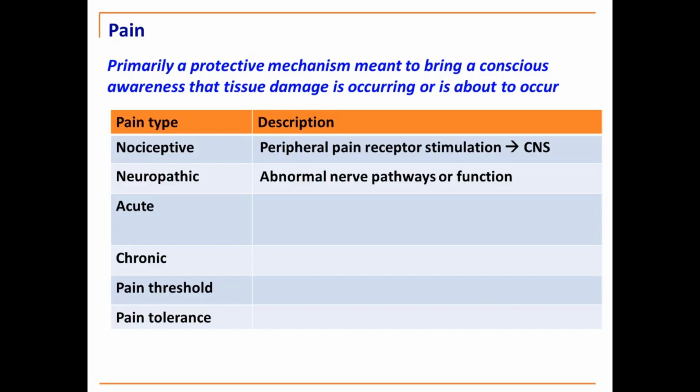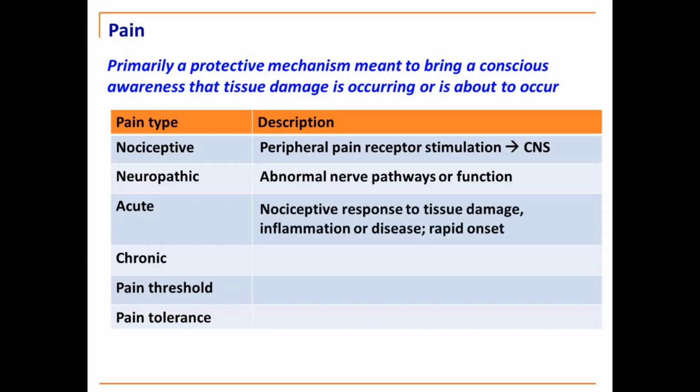Then we have acute. So this is where you have your nociceptive response to tissue damage, inflammation and disease with rapid onset. And chronic, where that pain lasts anywhere from 3 months upwards is what is generally said. But some depends on the resource you look at. But I tend to say 12 weeks or 3 months as a general rule.